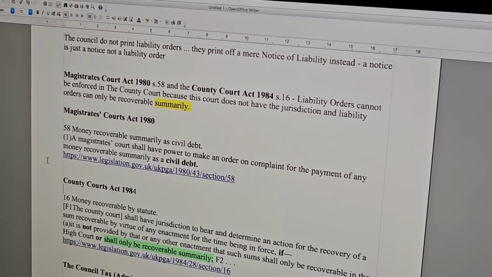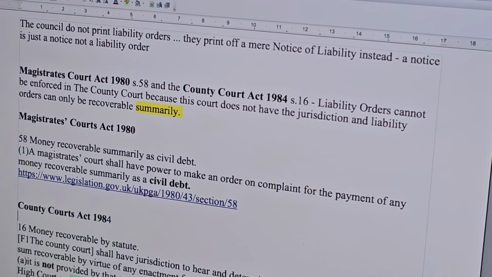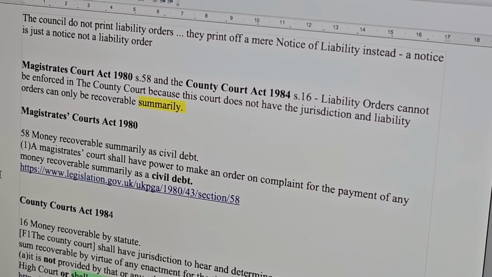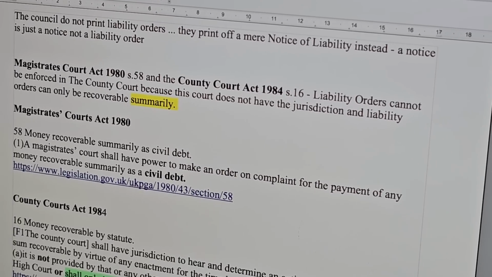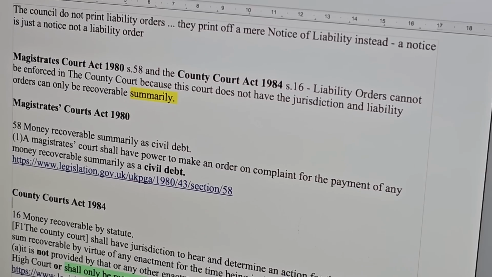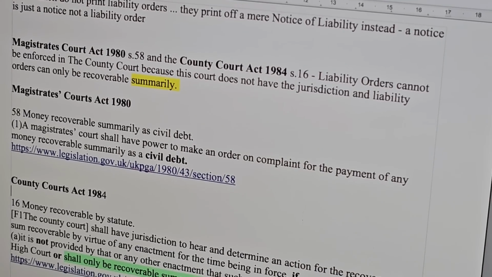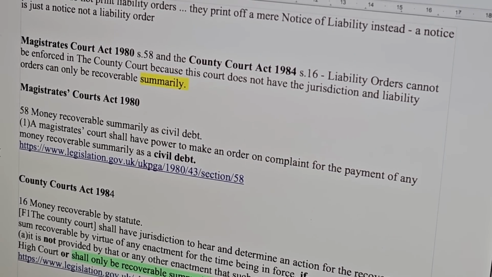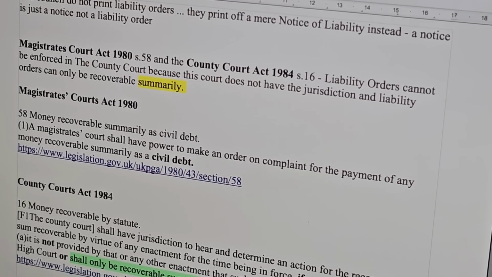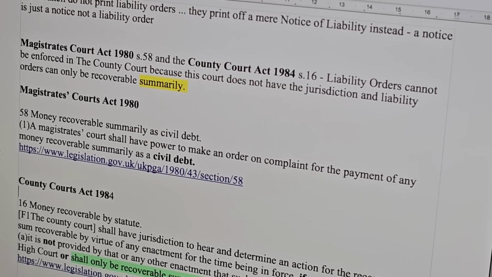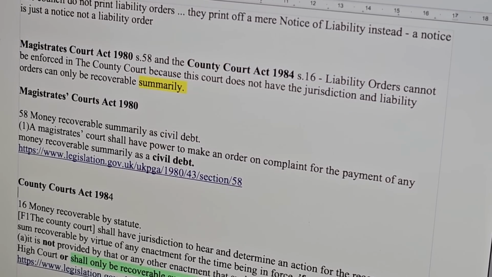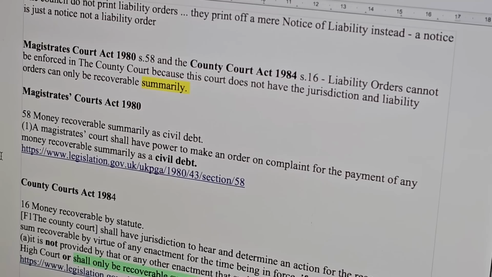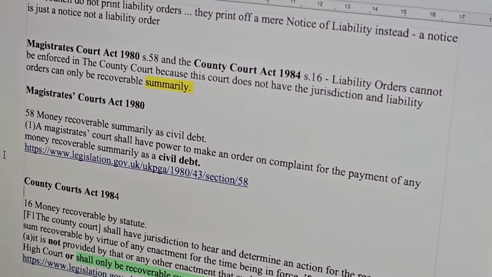Right. The council do not print liability orders. They print off a mere notice of a liability order instead. A notice is just a notice, not a liability order. Magistrates Court Act 1980, Section 58, and the County Court Act 1984, Section 16, appear to say that liability orders cannot be enforced in the county court because this court does not have the jurisdiction, and liability orders can only be recoverable summarily. So why are they taking people for charging orders and bankruptcy orders in the county court?